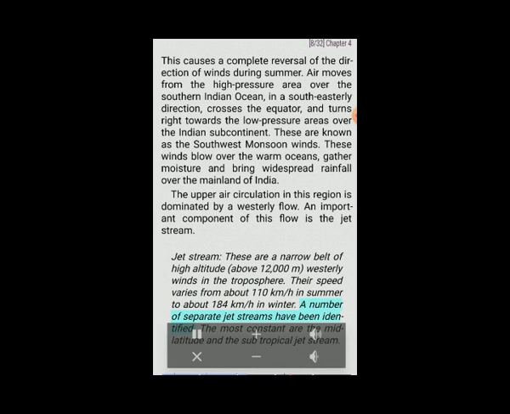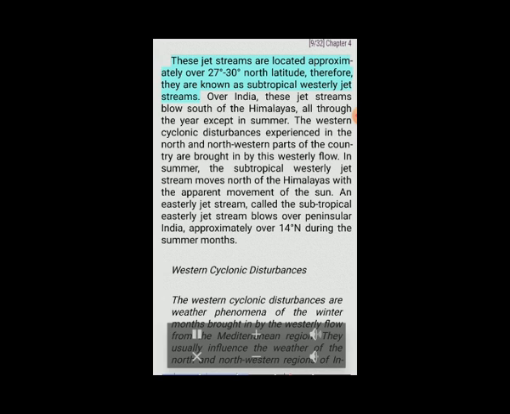A number of separate jet streams have been identified. The most constant are the mid-latitude and the subtropical jet stream. These jet streams are located approximately over 27 degrees to 30 degrees north latitude, therefore, they are known as subtropical westerly jet streams. Over India, these jet streams blow south of the Himalayas, all through the year except in summer. The western cyclonic disturbances experienced in the north and northwestern parts of the country are brought in by this westerly flow. In summer, the subtropical westerly jet stream moves north of the Himalayas with the apparent movement of the sun.